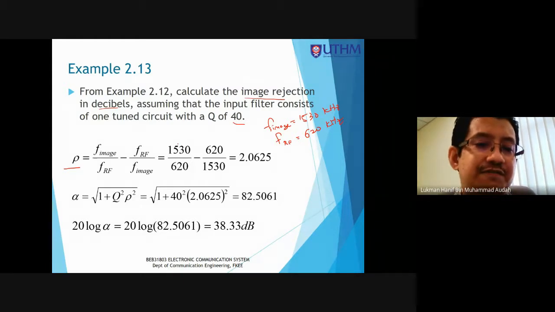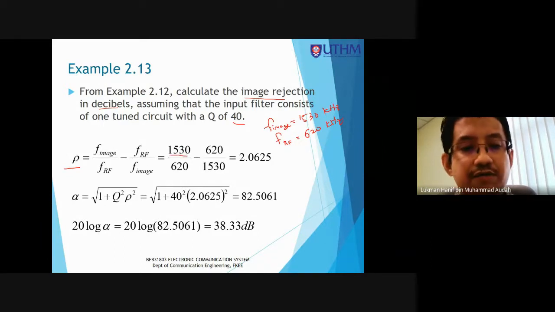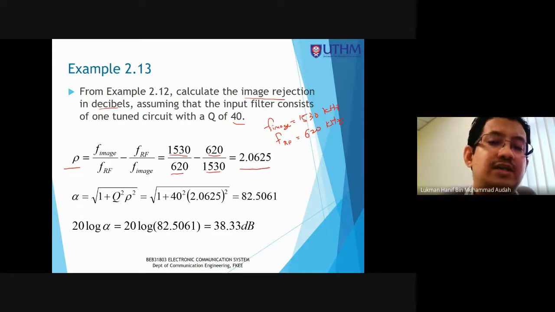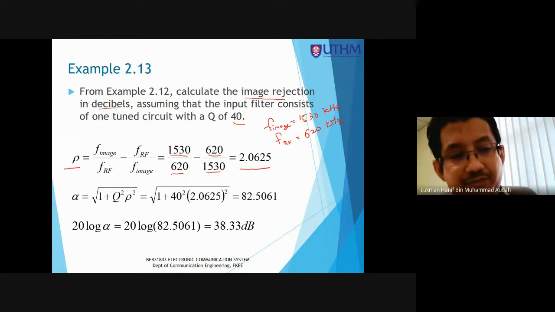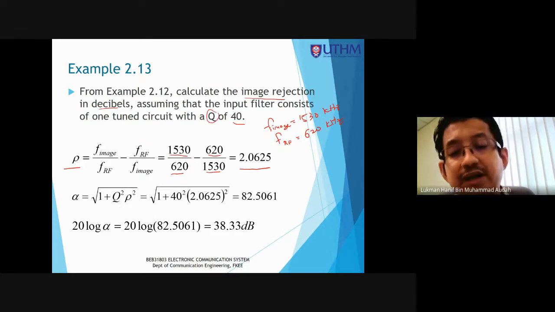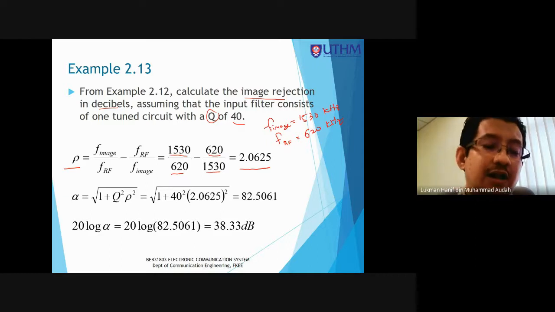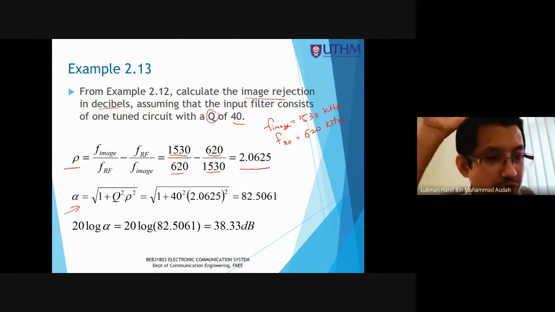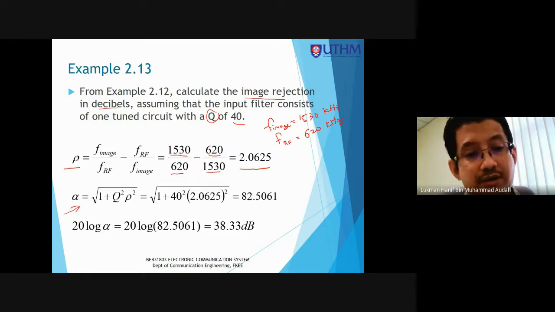Okay, so this is 1530 kilohertz divided by 620 kilohertz minus 620 kilohertz over 1530 kilohertz. So you get 2.0625, no unit. Okay, and then since we already know the Q factor, telah diberikan 40, we can put inside the alpha equation, the IFRR equation. So alpha, which is the image rejection ratio, is equal to square root of 1 plus Q square rho square. So you put inside 1 plus 40 square multiplied by rho square, 2.0625 square.